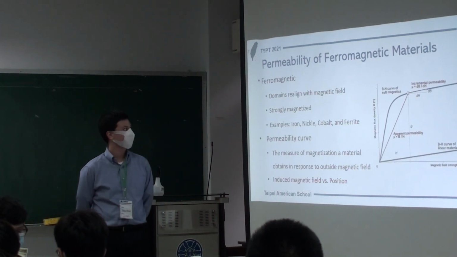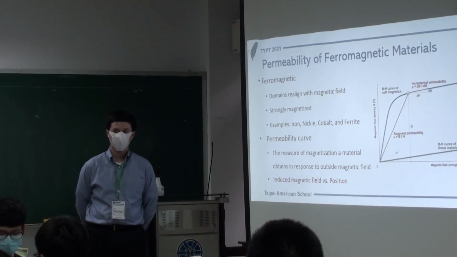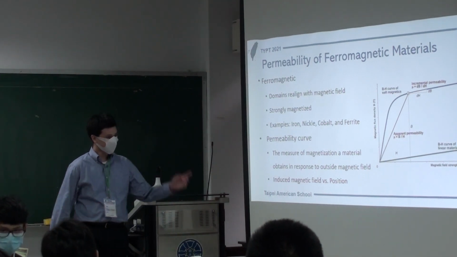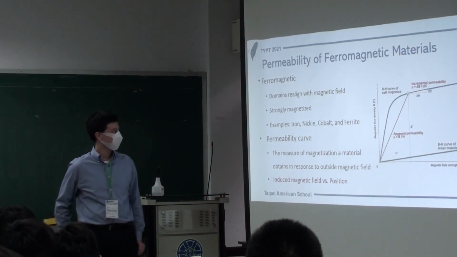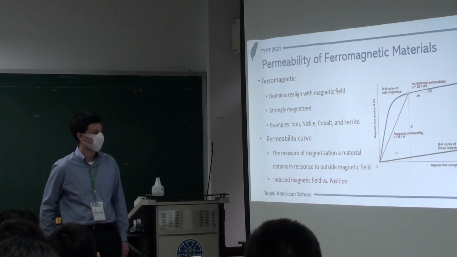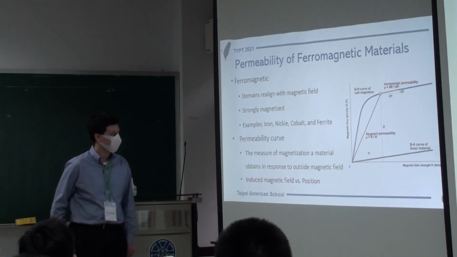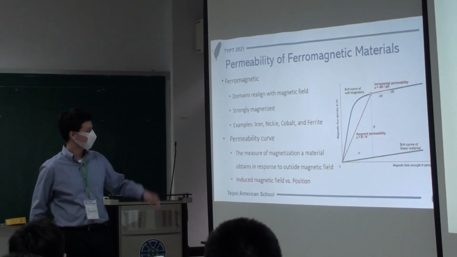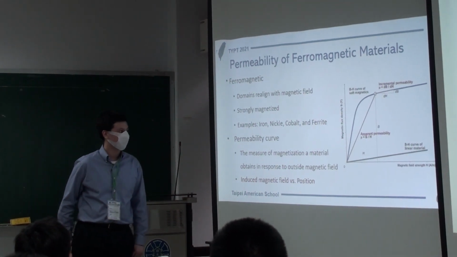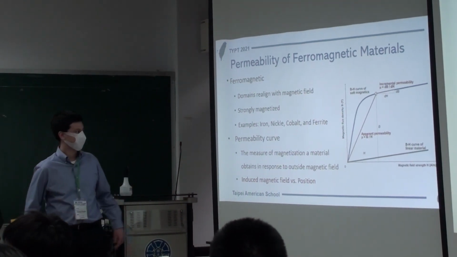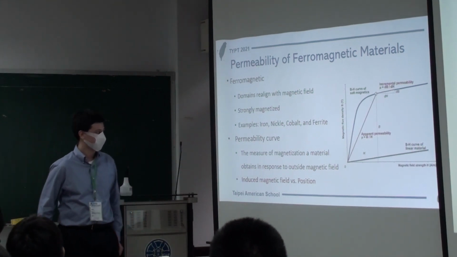Let me speak a little bit more to the permeability of ferromagnetic materials. If a material is ferromagnetic, then its domains will tend to realign with an external magnetic field, and it can become strongly magnetized. Examples of ferromagnetic materials include iron, nickel, cobalt, and ferrite. In this presentation, we're going to be examining nickel and ferrite especially.